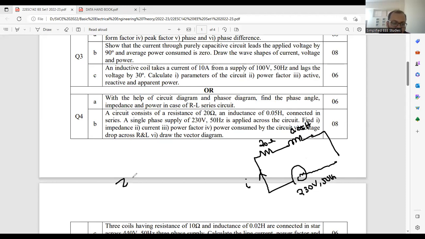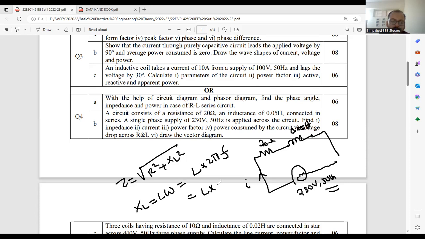Find the impedance. Impedance means square root of R square plus XL square. But XL I don't know directly, but I know the formula XL is L omega, L into 2 pi F. The frequency they have given already. No issue. L into 2 pi into 50, you can substitute. You will get XL. Once you get the value of XL, substitute here and compute Z. Next, you need to calculate the current. Sorry, current I is equal to V by Z. This formula you can use. Then I will get the current.